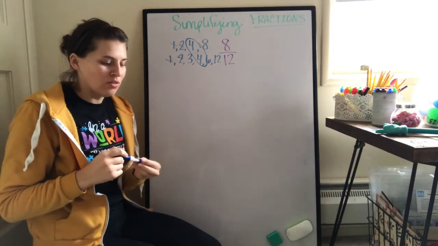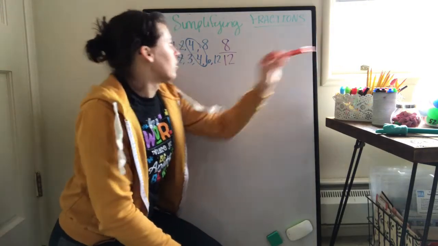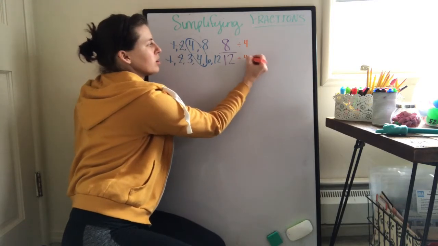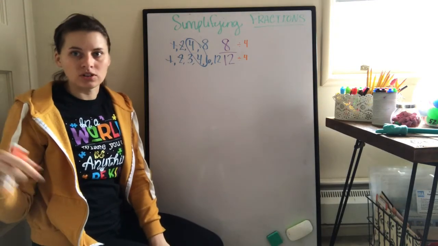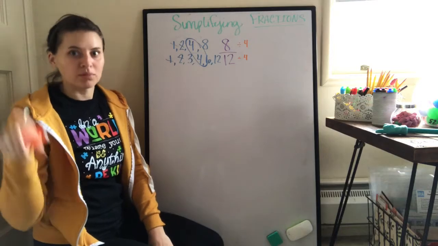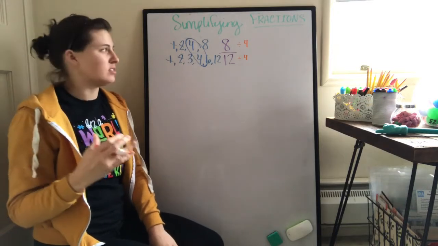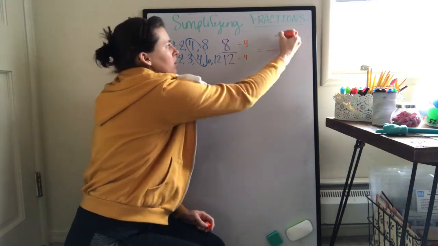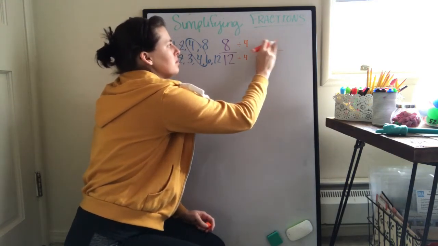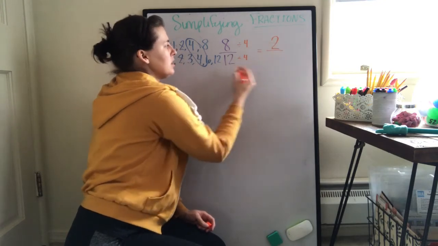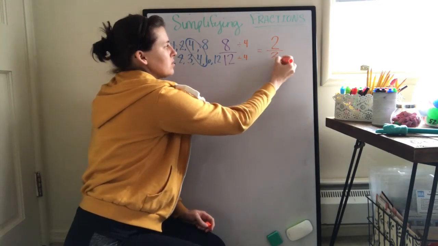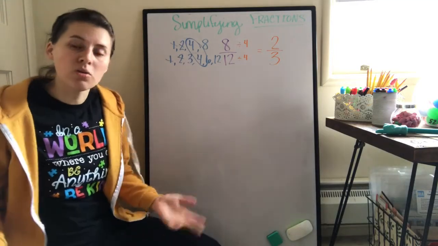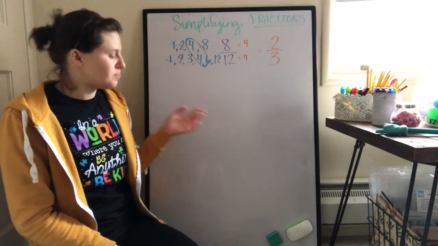Now that we know 4 is our factor, we're going to divide by 4, divide by 4. Because whatever I do to the bottom, I have to do to the top. Whatever I do to the top, I have to do to the bottom, right? Vice versa. I have to do the same thing. 8 divided by 4 is 2. 12 divided by 4 is 3. 2/3. That is simplifying, right? We're coming up with equivalent fractions. These fractions are the same.